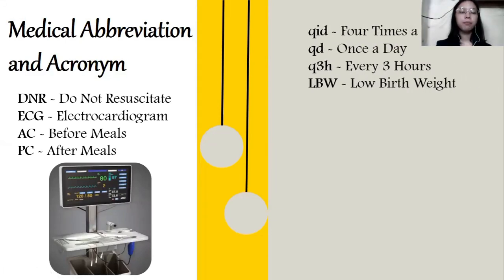AC, before meals. PC, after meals. QID, four times a day. QD, once a day. Q3H, every 3 hours. AC, PC, QID, QD, and Q3H are used in the context of prescription drugs or medicines which a patient or someone will take.